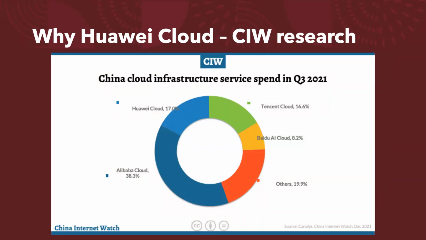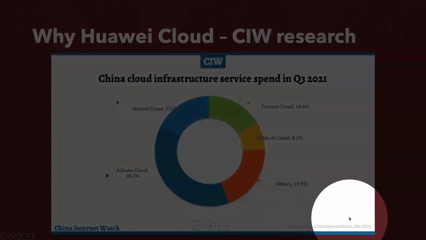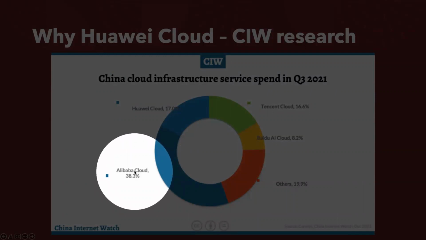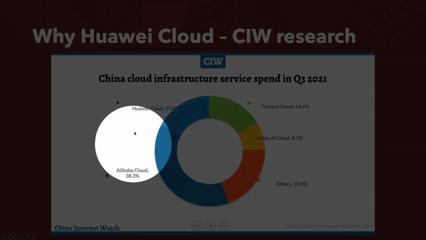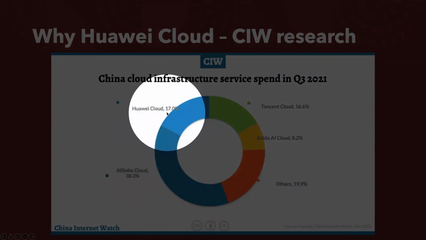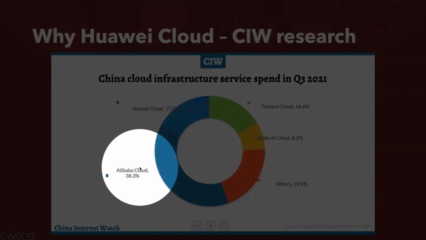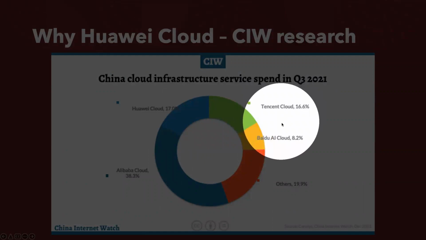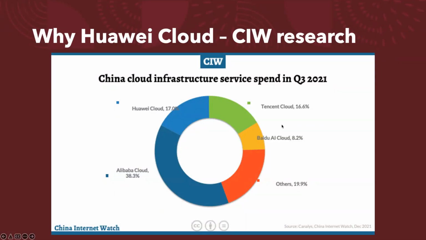So I took a screenshot based on China Internet Watch research. As you can see from the screen, this is actually a pretty recent report from last December. Alibaba Cloud is clearly the market leader, #1 in China, followed by Huawei Cloud with 17% market share. Alibaba Cloud has close to 40% market share, and then followed by Tencent Cloud and Baidu Cloud.